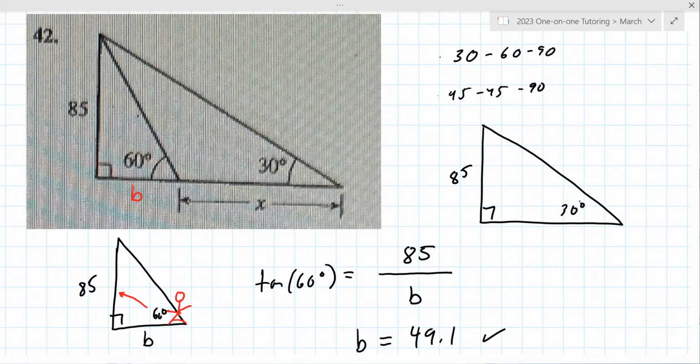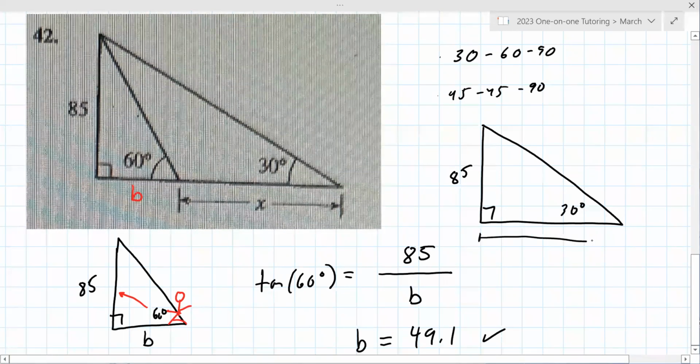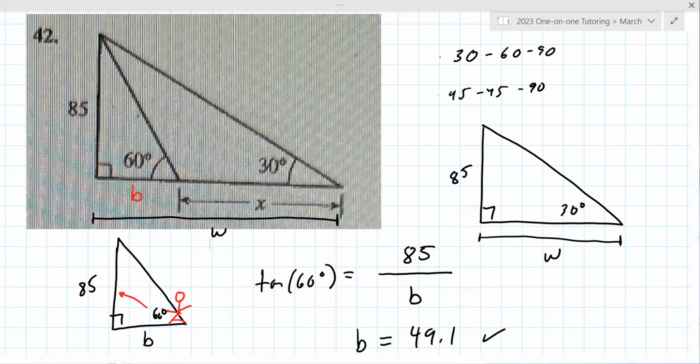This time we want to find the whole base here. Now I'm going to use a different letter. I'm going to use, I don't know, W, just because I want to use a different letter. But W represents the whole bottom here. And you can find W just the same way we found B in this previous part of the problem. Will you try doing that for us, please? Yes.